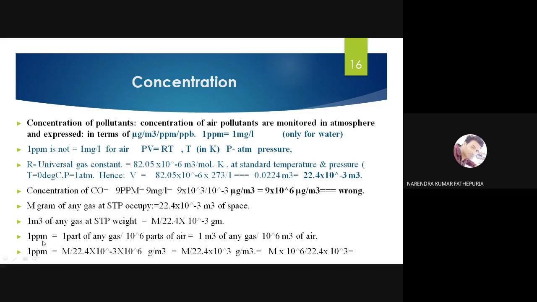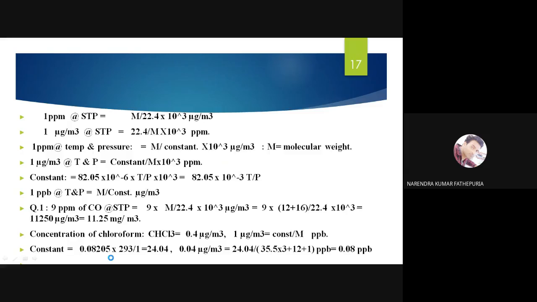Finally, 1 ppm is equal to 1 part of any gas divided by 10 to the 6 parts of air. And then finally we have this one: 1 ppm at standard temperature and pressure will be equal to m divided by 22.4, where m is the molecular weight of the substance, into 10 to the 3 microgram per cubic meter. So the concentration of gases we generally measure in microgram per cubic meter only.